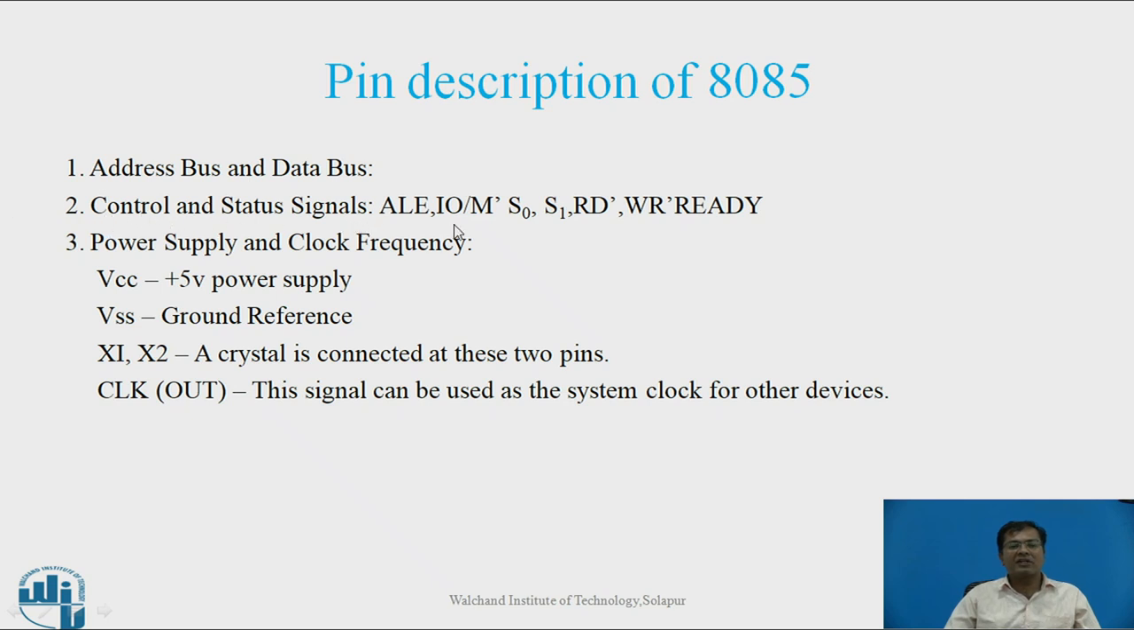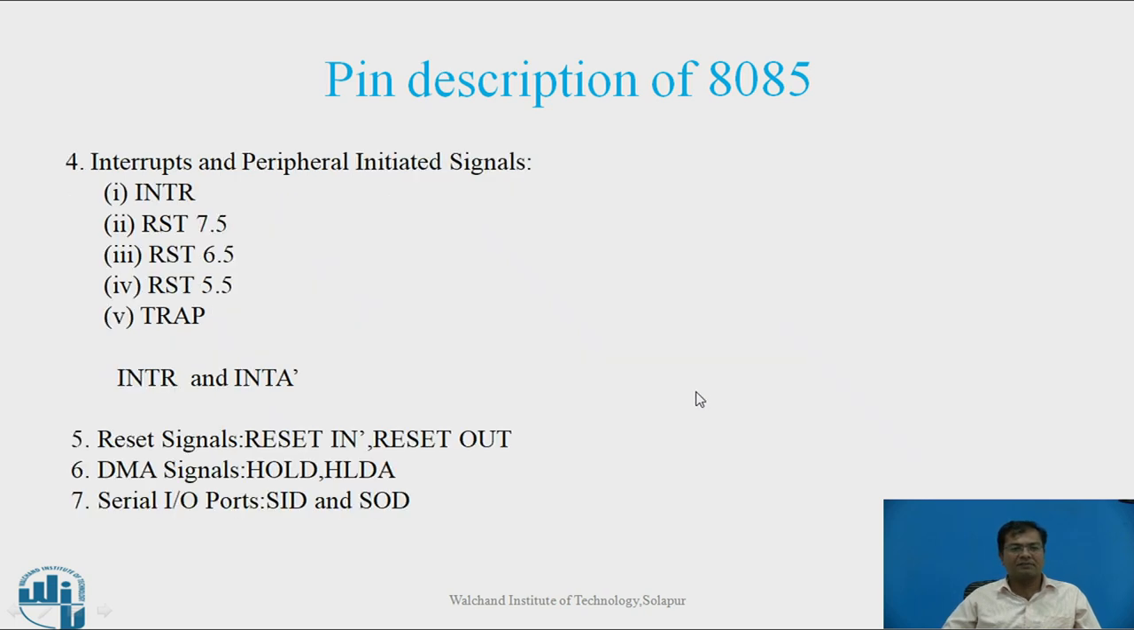Control and status signals: ALE, IO/M bar, S0, S1, RD bar, WR bar, READY. Next, power supply and clock frequency. VCC, VSS: VCC is plus 5 volt, VSS is the ground reference. X1 and X2 are used to connect a crystal for frequency. Clock out: this signal can be used as a system clock for other devices.